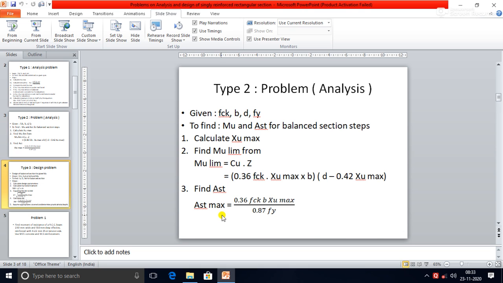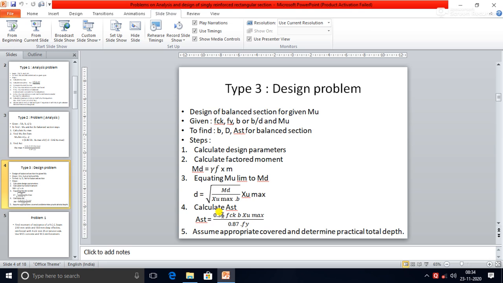Then the next type of problem is type 3, that is the design type problem. In that, you have to design a section for a balanced section, because balanced sections are the most economical sections. So you have to design the section as a balanced section. In that, you are given FCK, that is concrete grade, FY, that is steel grade, width or B by D ratio, and Mu limiting.